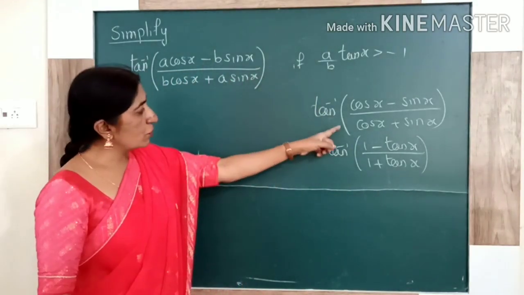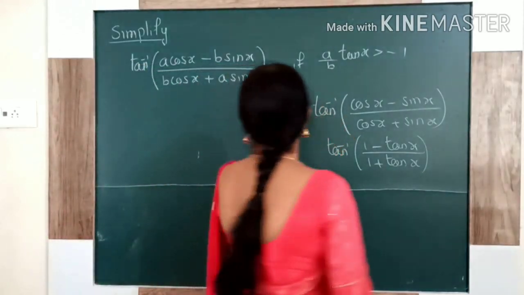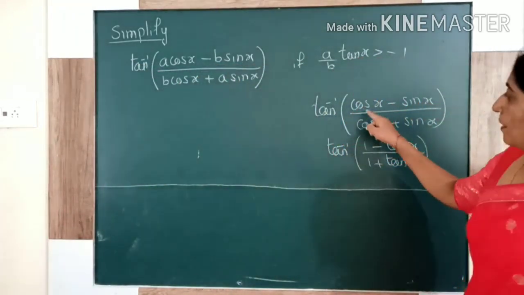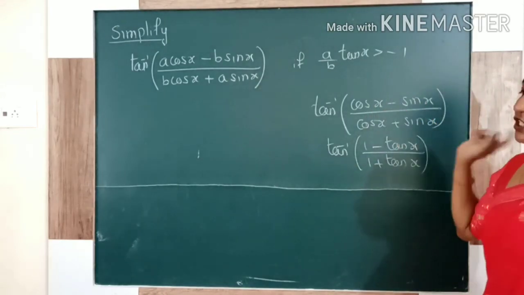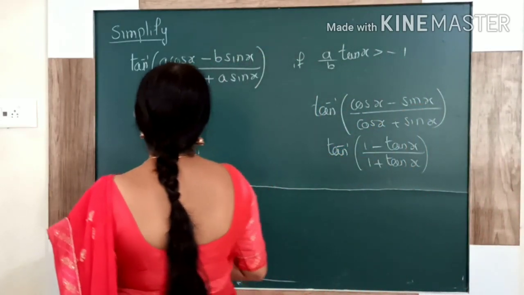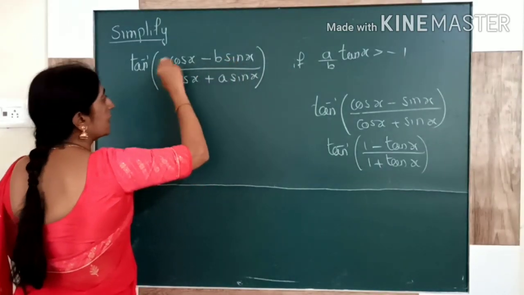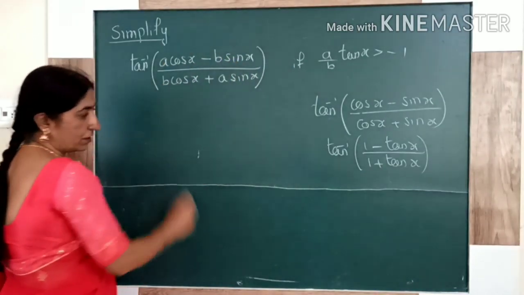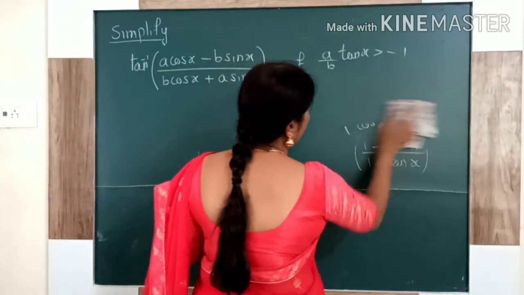Can we compare these two? Yes, we can compare. What is the difference you are finding in these two examples? In this example, cos and sin, the only difference is sin, but their coefficient is 1. Cos x, sin x, cos x plus sin x, their coefficient is 1. But here also they are in the same form, but they have different coefficients. Different coefficients means you cannot apply this method.